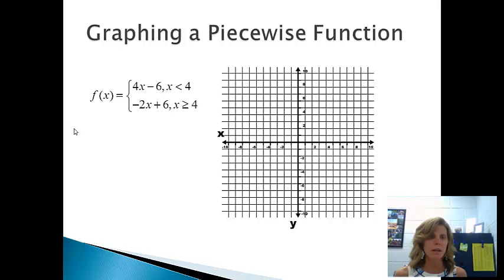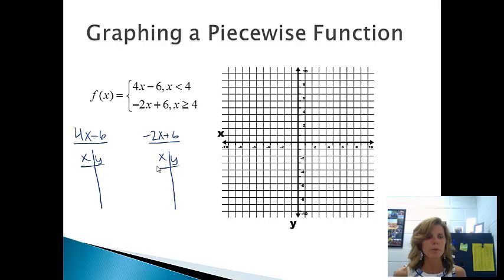So the first thing that we basically have is 4x minus 6 for one of our graphs, and then we have -2x plus 6 for our other graph. For each of these, just to make it easier, we are going to make x-y tables, and I'd suggest you do that as well. It just makes it a little bit easier, and we know they're going to look like a line.